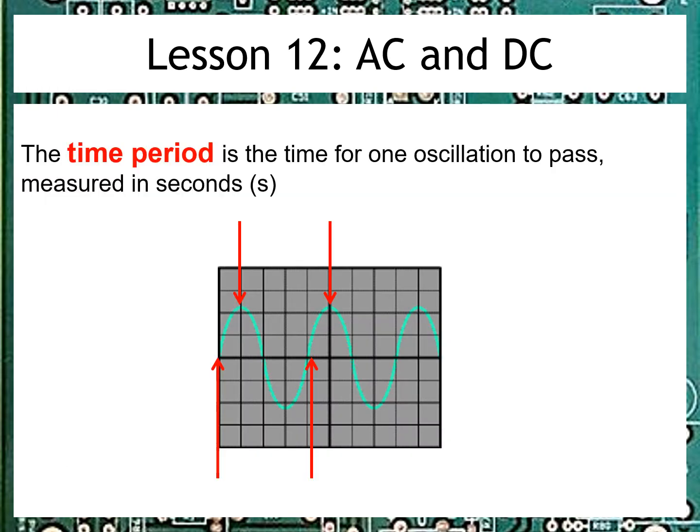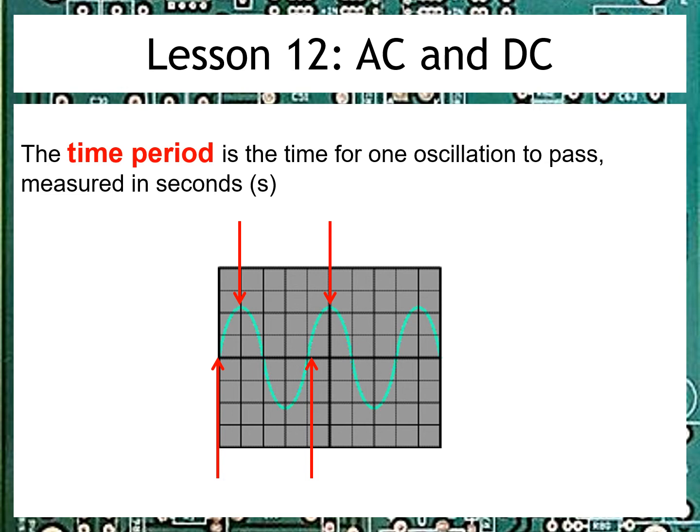As well as frequency, we can measure the time period of our alternating current, and the time period is how long it takes for one oscillation to pass, or one wave to pass, measured in seconds. Now, if we look at the screen here, you can see that for one wave or one oscillation, we mean the sort of start to finish of the wave. So on the top two arrows there, I started at the top of the wave, I've gone down and up and finished at the top of the wave again.